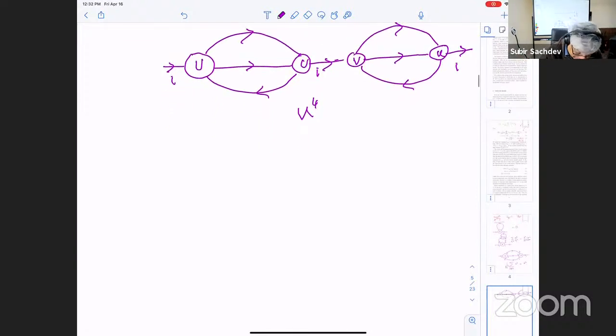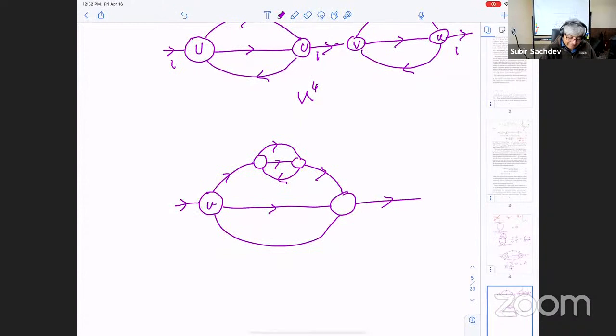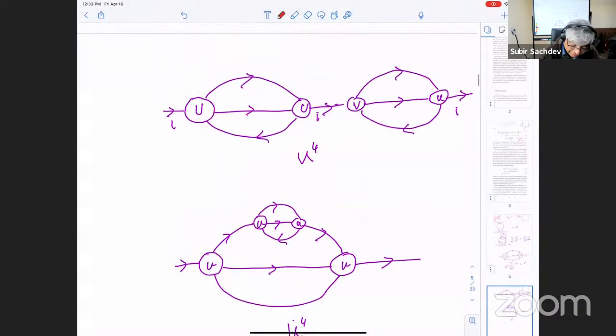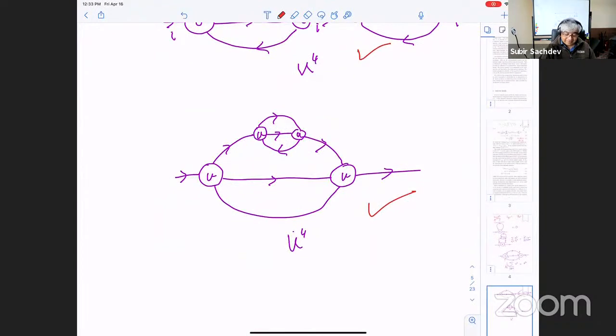And then what other diagrams can you imagine at order u to the fourth? You can also imagine something like this, and lots of its cousins, something like this. How about this one? It's obviously about a u to the fourth because this is inside one of these propagators. So it's like a melon within a melon, and that you have to keep, obviously. So we have to keep this one. We have to keep this one. And you can imagine other places of putting the melon within a melon into this line and so on.